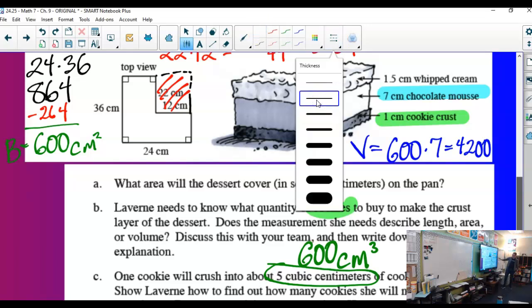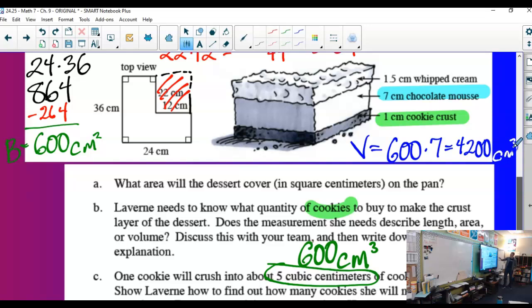I repeated whatever somebody said before. I was like, wait, no, that's wrong. Hoping you guys would catch it. Volume is always cubed, right? Questions?